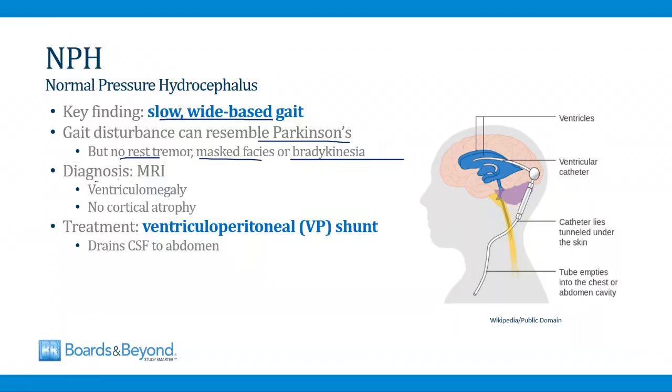The diagnosis is made by MRI, which is usually done when a patient has new onset dementia plus gait problems plus incontinence. The MRI will show ventriculomegaly like we saw in the last slide, but there will be no cortical atrophy. We'll talk in a minute about how cortical atrophy occurs in Alzheimer's and other forms of dementia, but not in NPH. And as I said, this is a potentially reversible form of dementia, and the way it can be treated is with something known as a ventriculoperitoneal shunt, or VP shunt. This is a catheter that's inserted into the ventricles in the brain, and it drains CSF into the peritoneum in the abdomen, and that can improve the symptoms of NPH in some patients with this disorder.